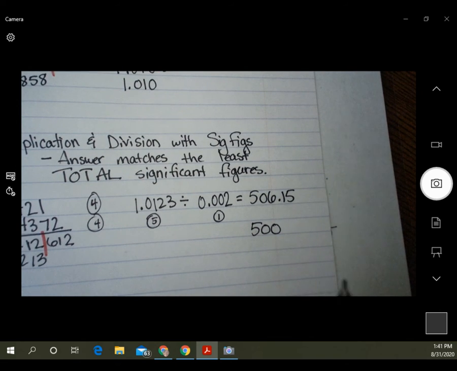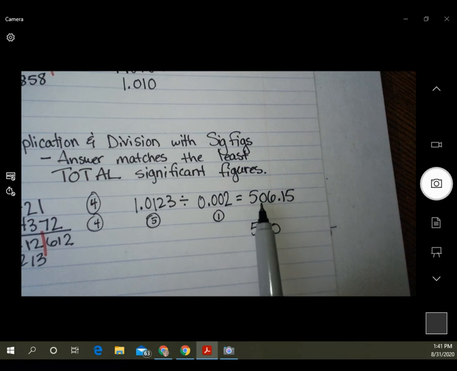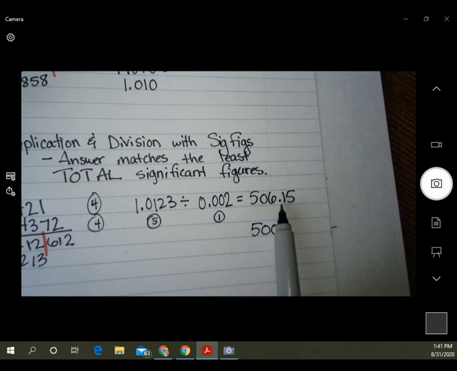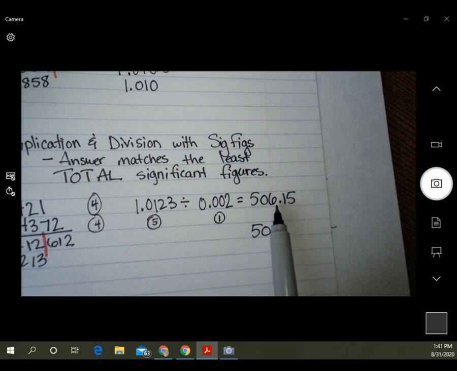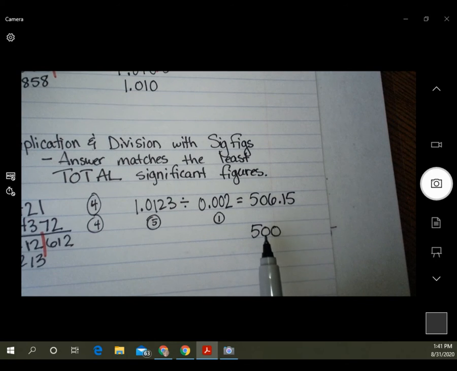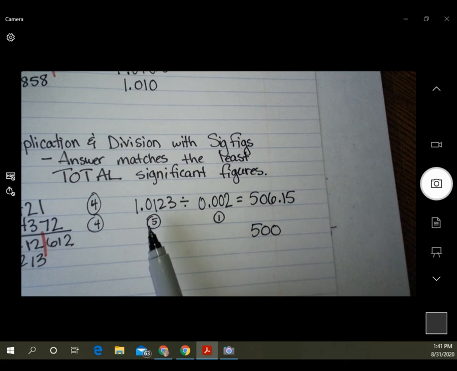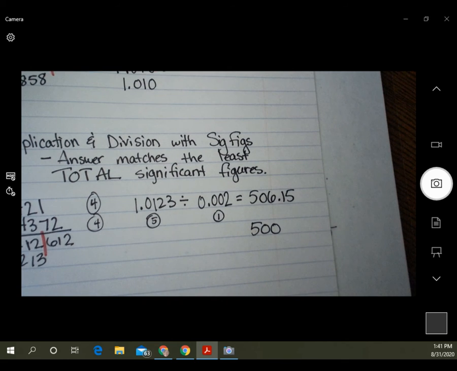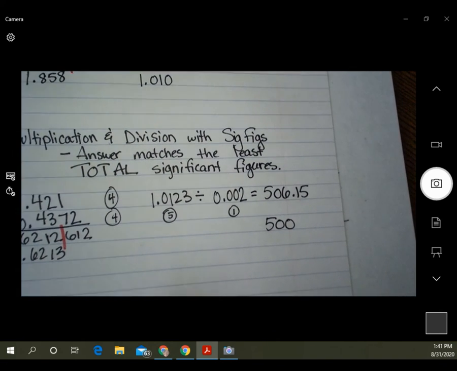So interesting, 506.15 is exactly mathematically the correct answer. But when we talk about significant figures, 500 is the best answer because it matches the significant digits that we have. So that's kind of a weird case.